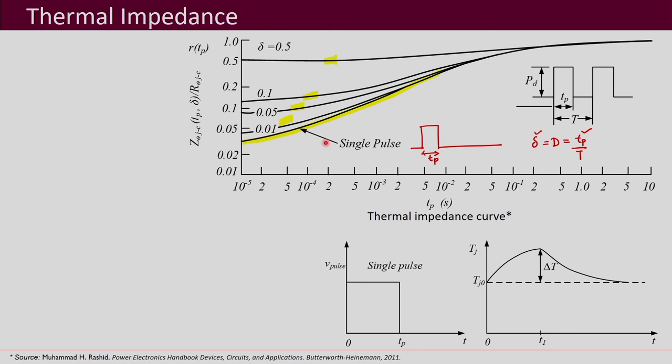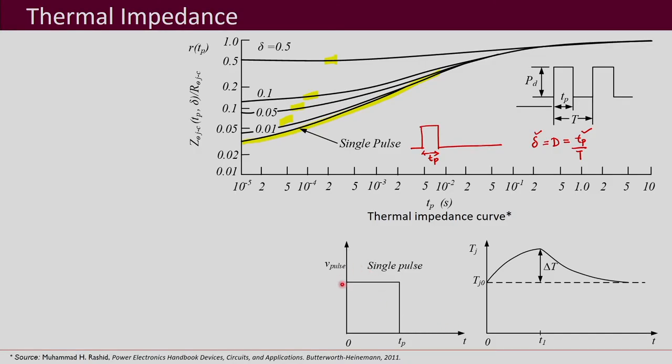From there, you can find out the thermal impedance, and there you can find out how much is the power dissipation that is taking place, and you can find out the rise in the temperature. Okay, so that's this single pulse that is shown here. This is the rise in the temperature, and then after that the temperature just goes down and reaches a particular value, and this is the temperature which is very important. That means instantaneously what temperature it is attaining is more important than the average temperature rise.